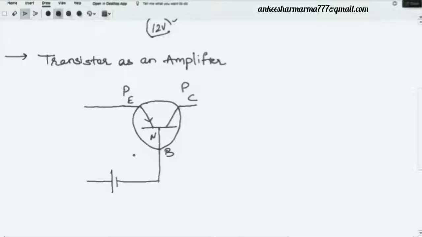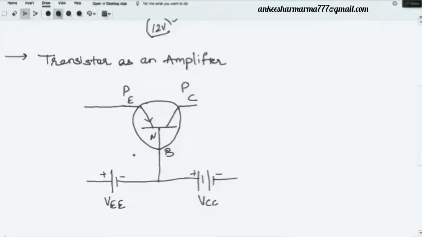Similarly, if I talk about the collector base junction, or simply the C and B terminals, it is reverse biased. So your C, which is P, must be connected to negative, and N, which is base, should be connected to positive. So I will draw here positive and negative. Are these biasings clear to you? I will name these voltages VEE and VCC. This is positive, this is negative, this is positive, this is negative.